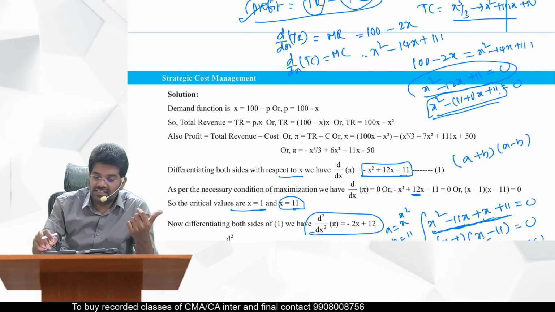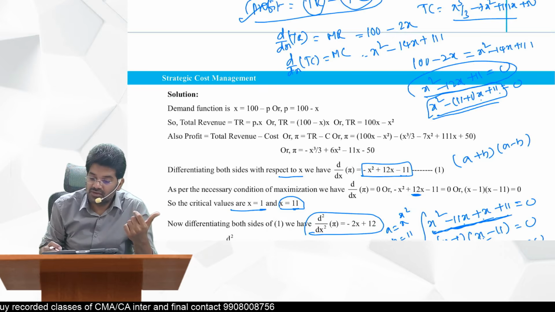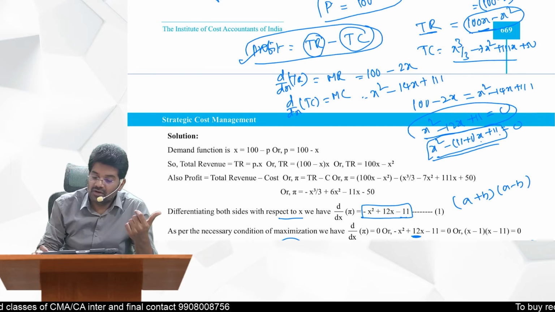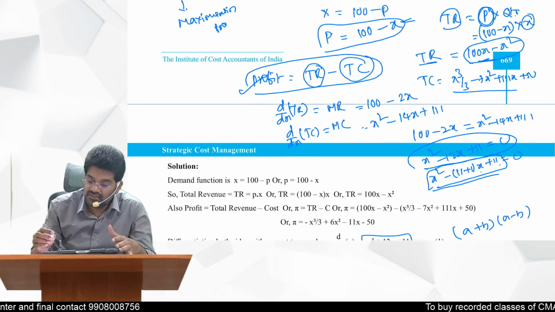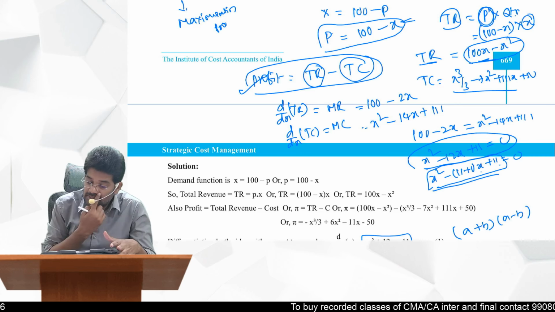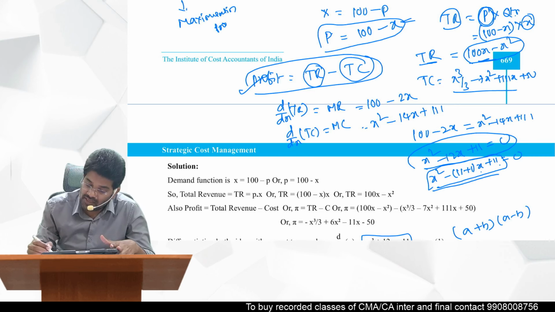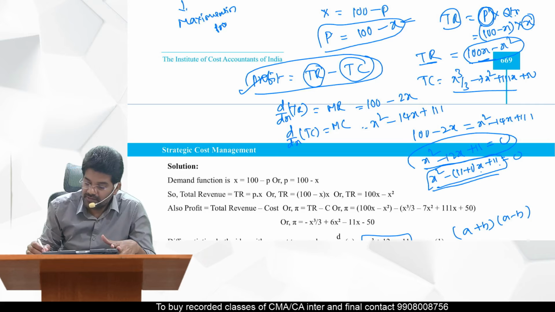What I am doing is I am taking the values we got: x square minus 14x, equated to 100 minus 2x. Two values we have, TR and TC. These two values I am taking. TR is equal to how much we got? Derivative of TR, what we got? 100 minus 2x. That I am taking.